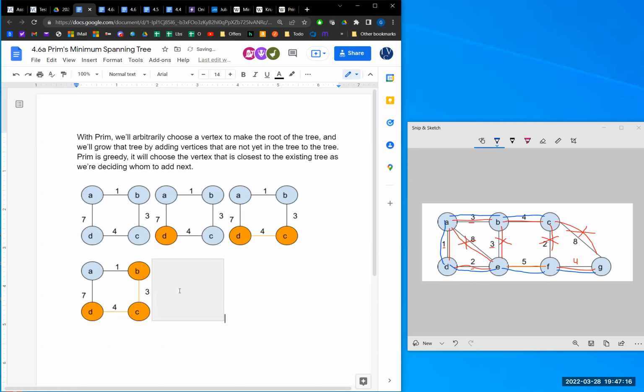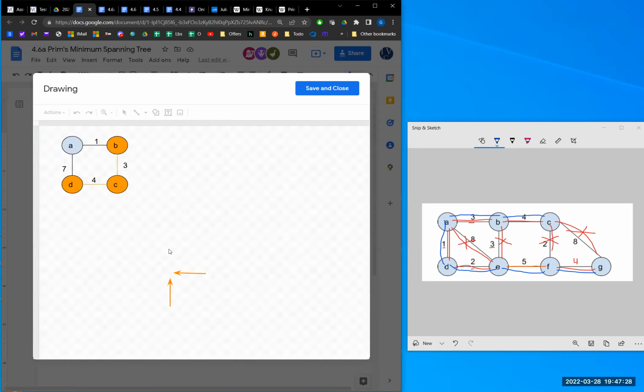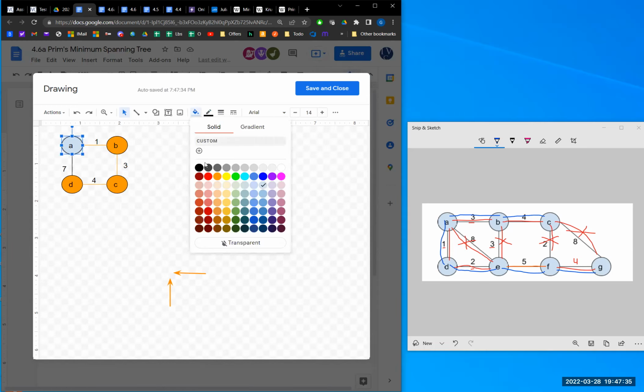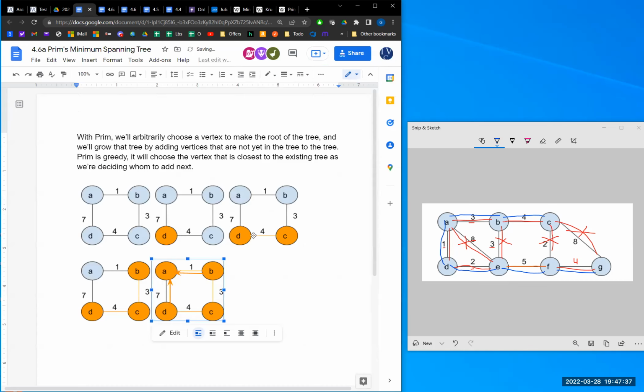And two choices again. D to A for 7 or B to A for 1. All right, so we'll be greedy and we'll include the shorter edge. And A is now in the tree. All right, since there was just the one minimum spanning tree, that's the one we chose.